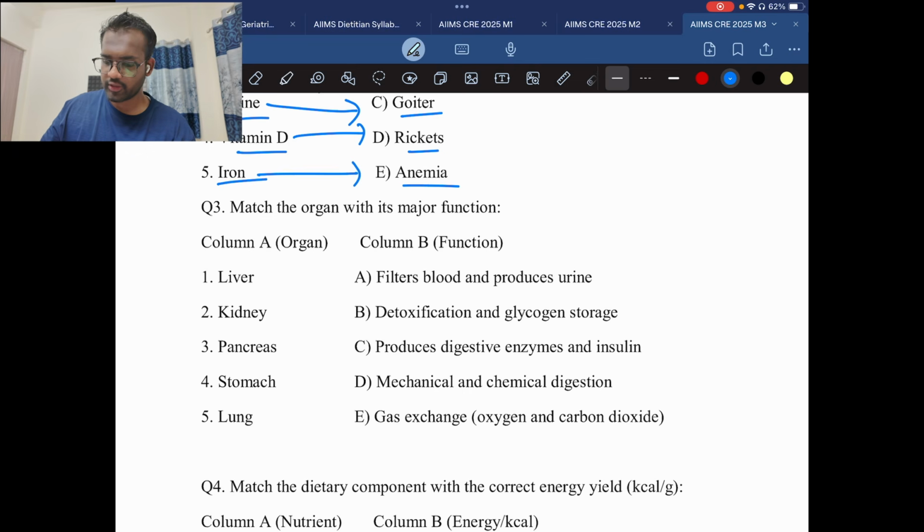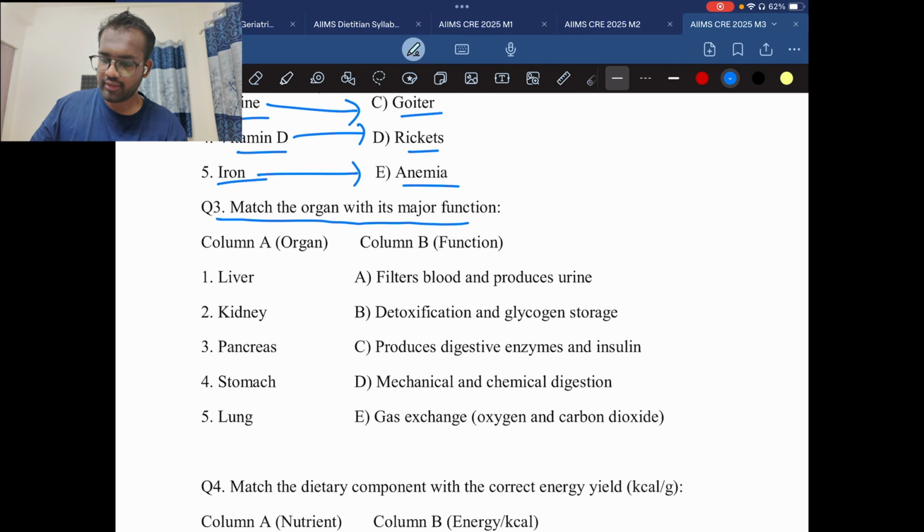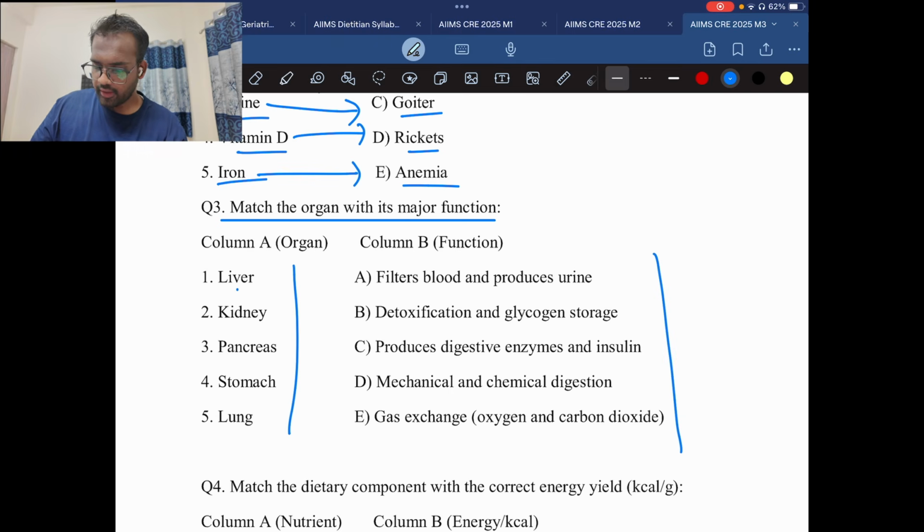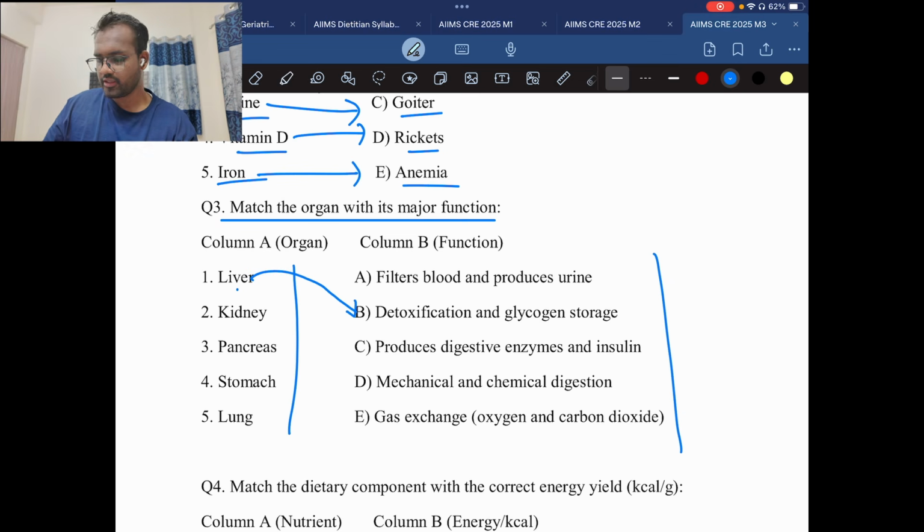Next, match the following question: match the organ with its major functions. They have given the organs here and they have given the functions here. We need to match it out. So liver, kidney, pancreas, stomach and lungs. We'll start with liver. Liver is a very easy thing because liver helps in detoxification. So you can link the liver to detoxification.